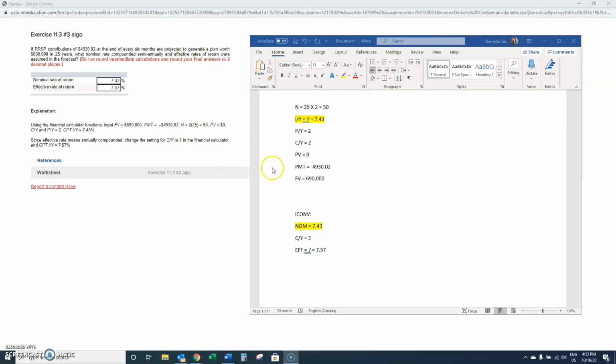Then to get the effective rate, I use the interest conversion worksheet, so second, and hit the number 2 because interest conversion is right above the number 2. For nominal rate, I just hit recall because I'm going to recall the number I stored up here, and I stored it in number 1. So I hit recall and then the number 1 on my calculator, and the number comes up. I hit enter. I use my up and down arrows and I scroll until I get C/Y, which is your compoundings. I enter 2 and then I scroll to get effective, and then I hit compute and I get 7.57. And that's your answers.